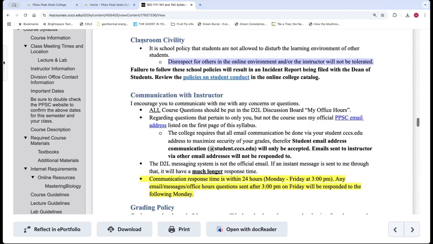And the student will just have to make sure their environment and that questionable behavior is better for the next exam. Classroom civility. It is a school policy that students are not allowed to disturb the learning environment of other students. So disrespect for others in the online environment, such as discussion board, not only for other students, but also for the instructor, won't be tolerated. There will be one warning. And then after that, an incident report will be filed with the dean of students. And we will just decide where to go from there as far as your future participation in the class.